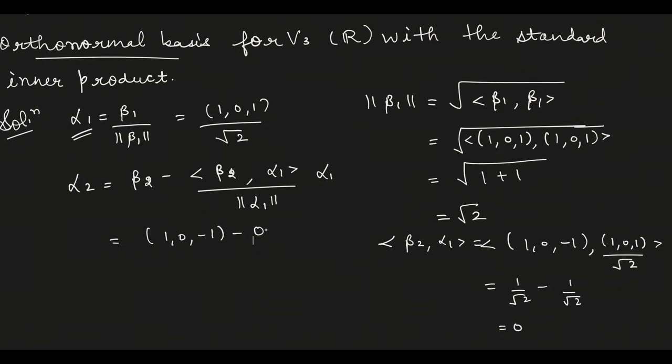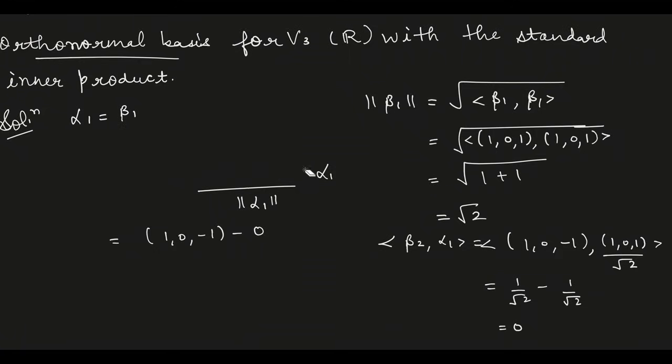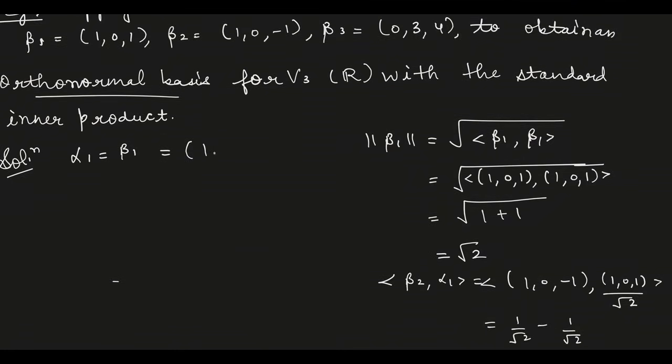And I need to normalize this. Simultaneously I need to normalize this. I can say like this that there is a little notation problem with this, let me write it properly, one minute. Look, alpha 1 is equal to beta 1, meaning beta 1 was 101, but I need to normalize this.